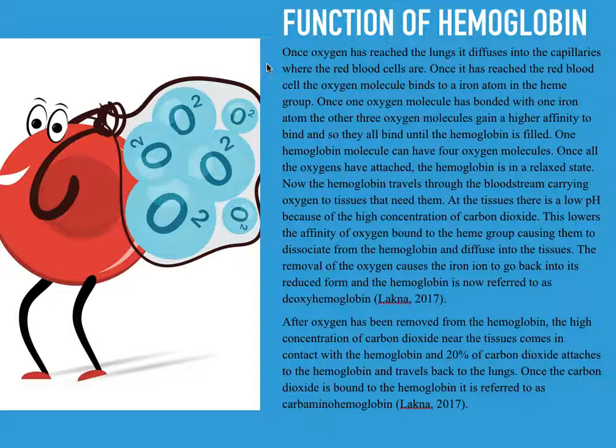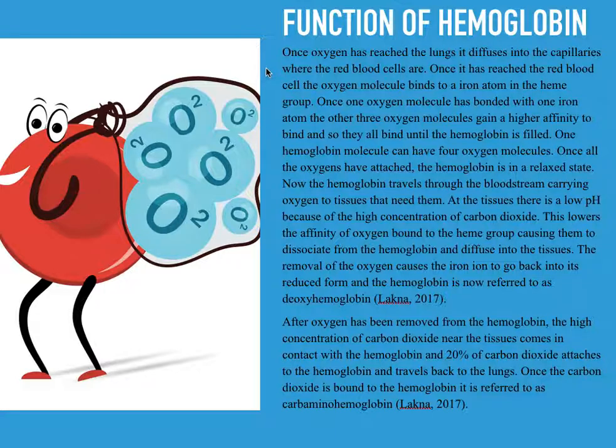At the tissues, there is a low pH because of the high concentration of carbon dioxide. This lowers the affinity of oxygen bound to the heme group, causing them to dissociate from the hemoglobin and diffuse into the tissues. The removal of the oxygen causes the iron ion to go back into its reduced form, and the hemoglobin is now referred to as a deoxyhemoglobin.